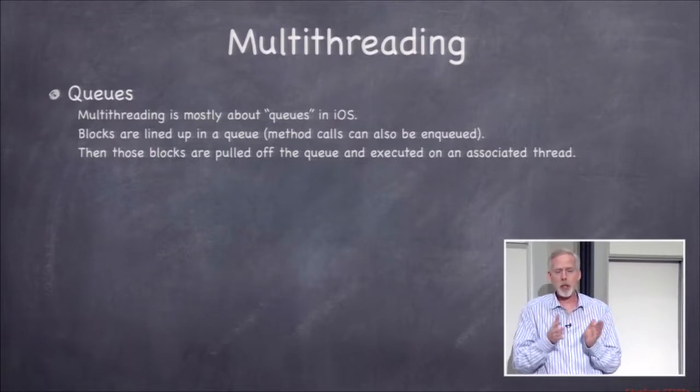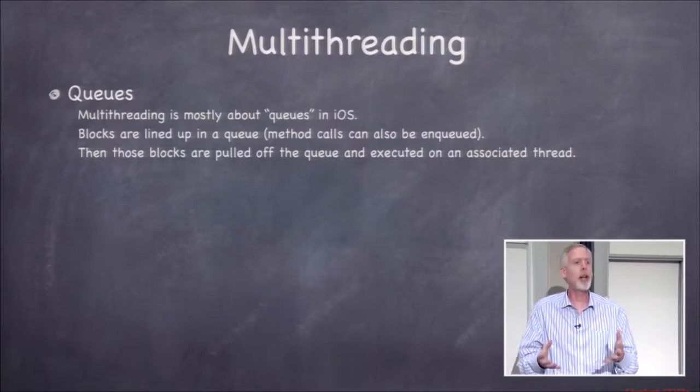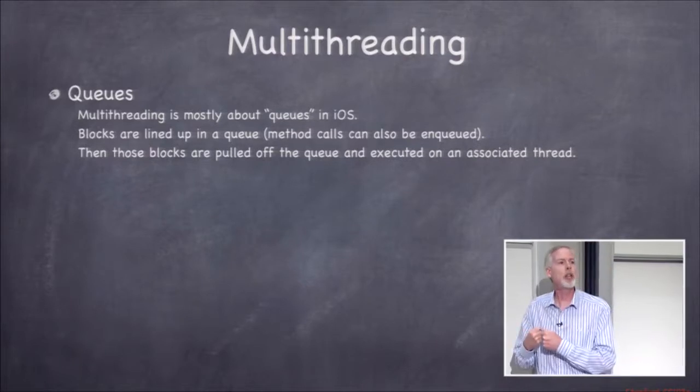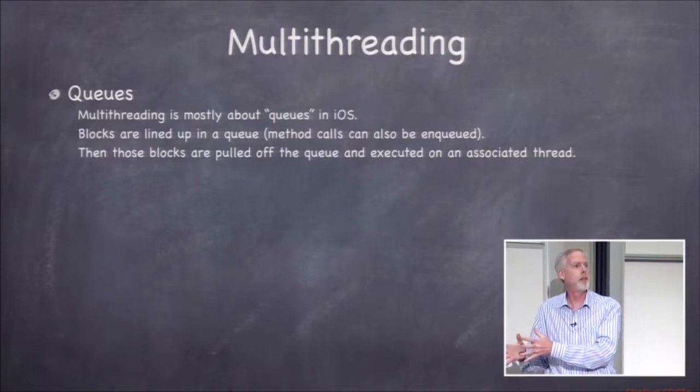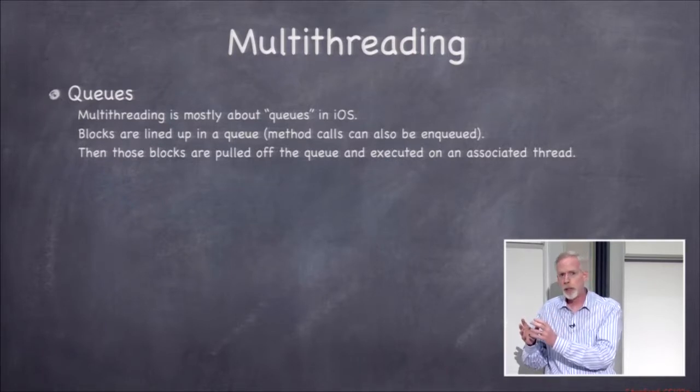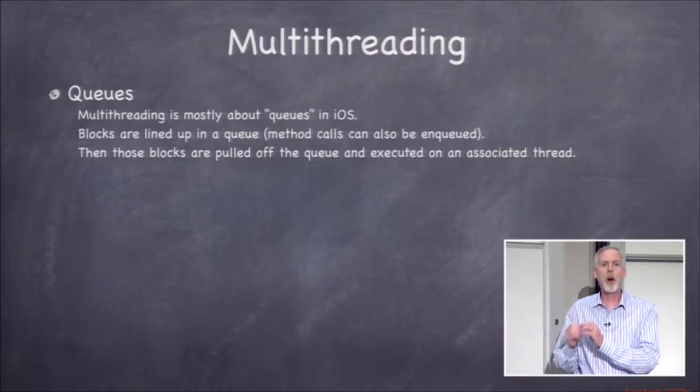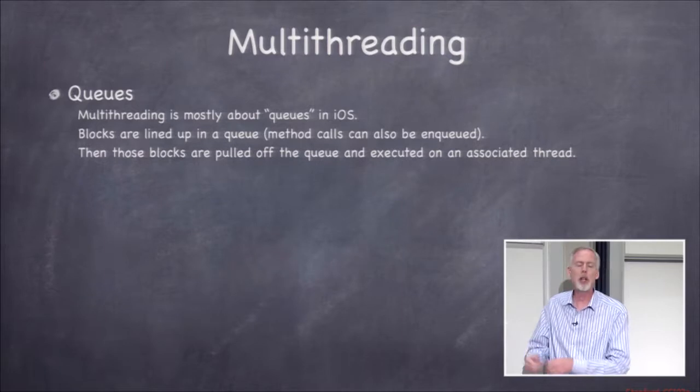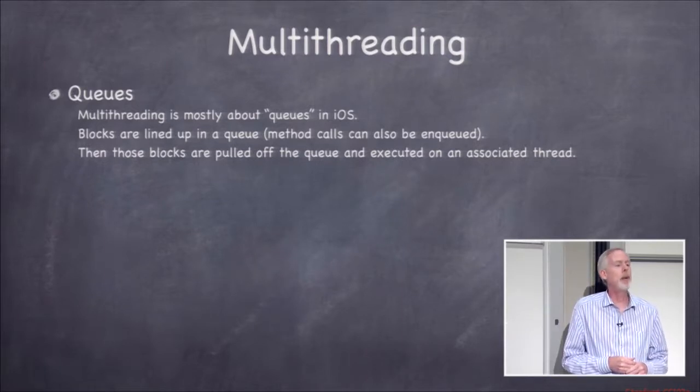And depending on which queue they're in, when it's their turn, when they get to the front of the line, they get taken off the queue and they get to run, possibly in a separate thread. Usually there might be multiple threads assigned to one queue or a single thread. Again, you don't know what's going on. All you know is you're putting these blocks in a queue and they're being taken off and allowed to run.